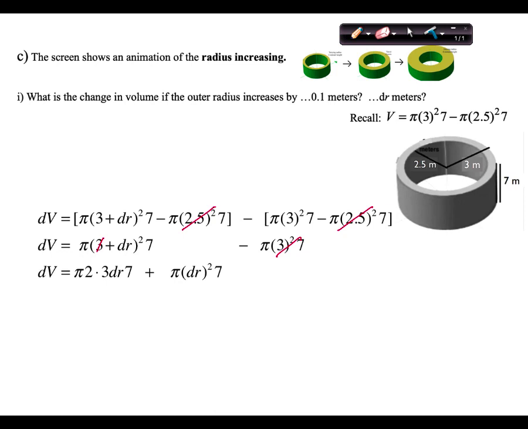Agree with that? So now we know we want dV equals something times dr, so like last time, we're going to factor the dr out. Factor the dr out. And actually I can factor out pi and 7 as well. So I'm going to factor out pi, I'm going to factor out 7, I'm going to factor out dr, and I have this.